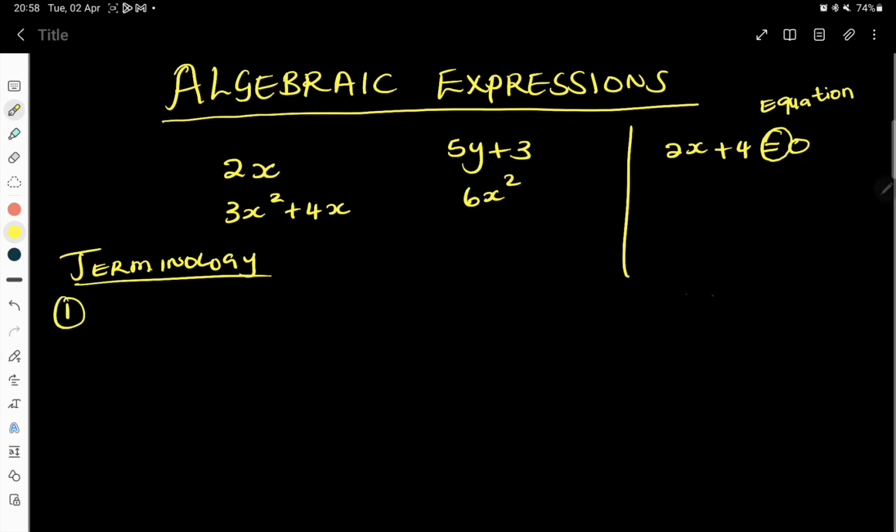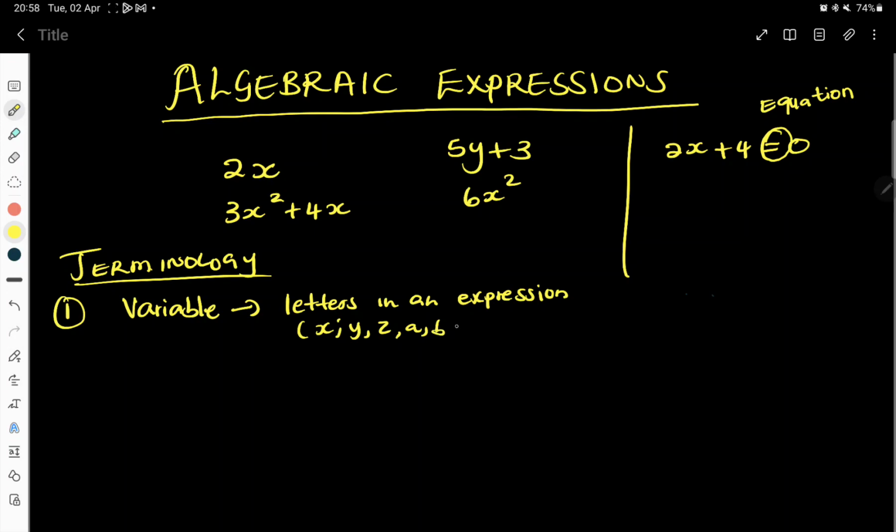You have to know what is a variable. A variable, the variables are the letters in an expression. We refer to those as variables. Example, x, y, z, w, a, b, just like that. All the letters are referred to as variables in this topic, algebraic expressions.